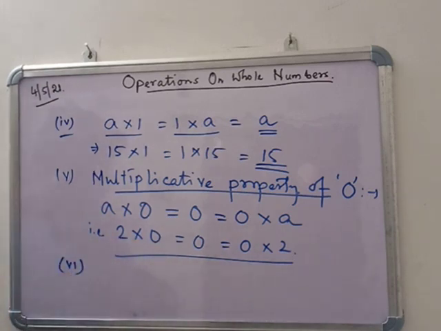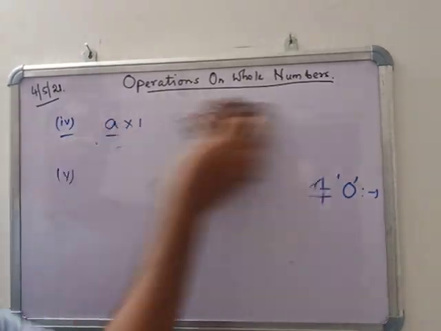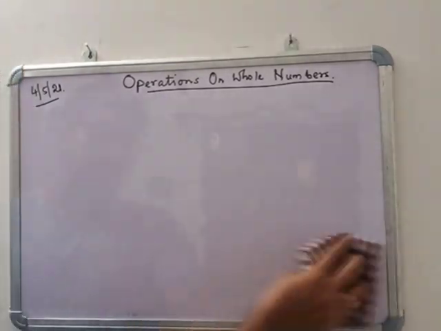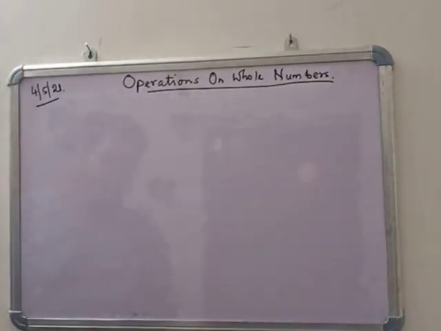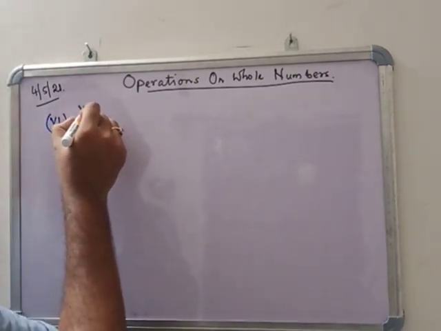And number 6, this is the distributive law of multiplication over addition. This is a very important property. I am doing this seriously. Please note it down properly and concentrate. Now in number 6, the distributive property, a very, very important property.